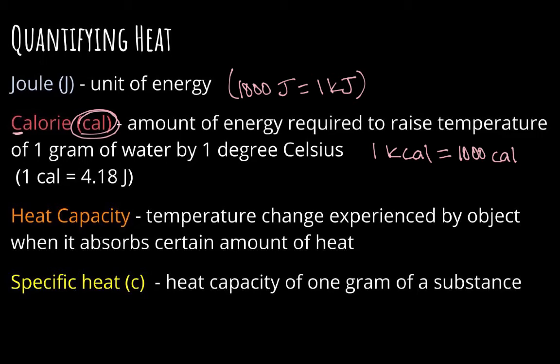Nutritional calories that we're familiar with when we look on the back of a package of food, those are technically kilocalories. Heat capacity is another thing we'll talk about a lot. This is how much, or the temperature change that's experienced by an object when it absorbs a certain amount of heat. So how much heat is something able to take on before it starts to change temperature? And then specific heat is a constant that's notated with a lowercase c. And that constant is the heat capacity of 1 gram of a substance. So specific heat is how much heat is necessary to change 1 gram of a substance by 1 degree Celsius. So basically, how much heat can it take on before the temperature changes? And for specific heat, it's per 1 gram.